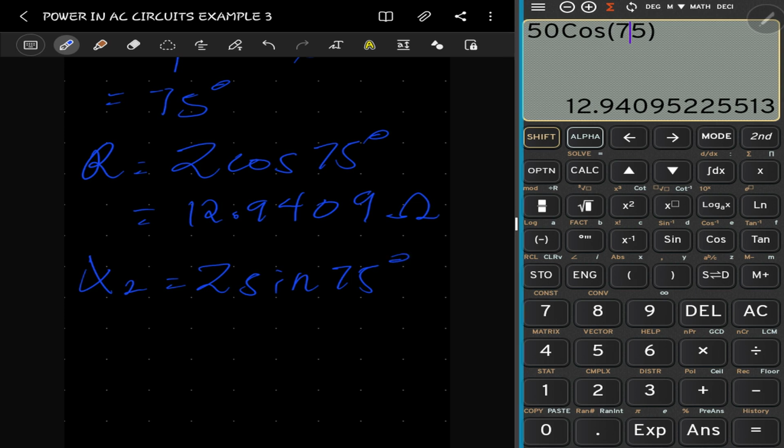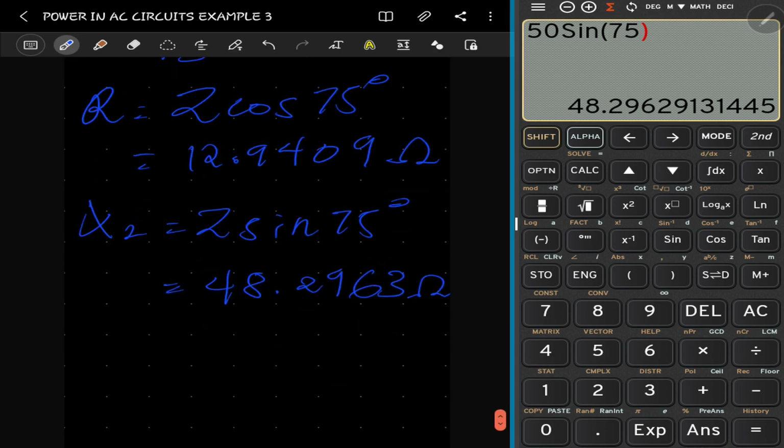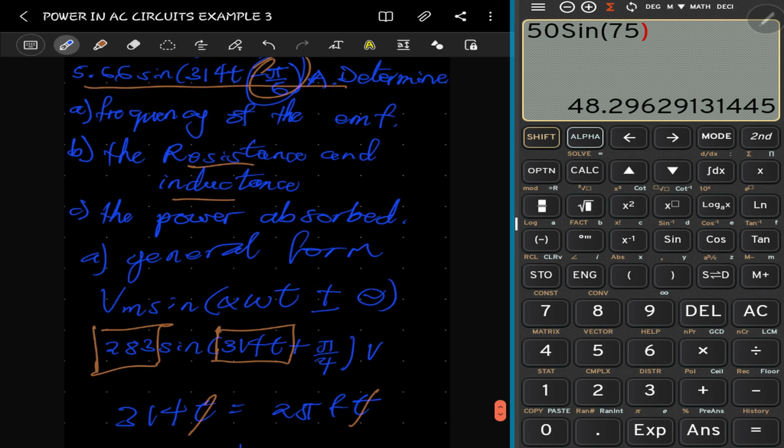To change it to sine, that gives us 48.2963 ohms. Always do the number of decimal places based on what is required, but here I'm doing 4dp, right? Okay, so I have both now. What else is being asked? So we are done with the B part. So we are done with this and this, right? Oh, we are not done.